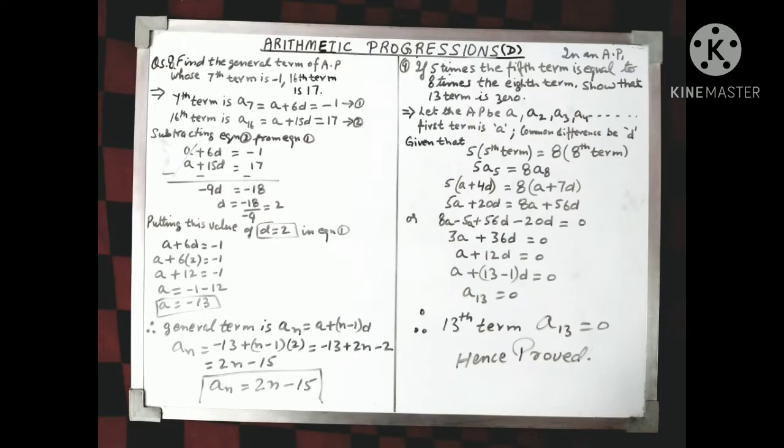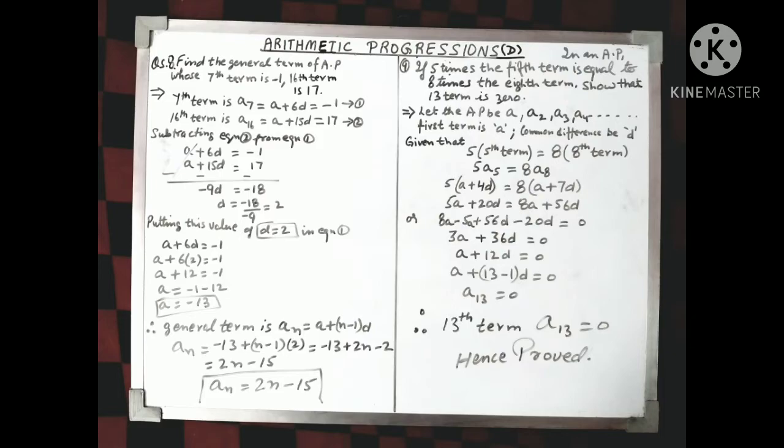So we have two equations again over here. We can solve them anyway. So what I am doing here is the elimination method. We are subtracting equation number 2 from equation number 1. So we get the result as minus 9d is equal to minus 18, that is d is equal to minus 18 divided by minus 9, which comes out to be 2. So the common difference is 2.